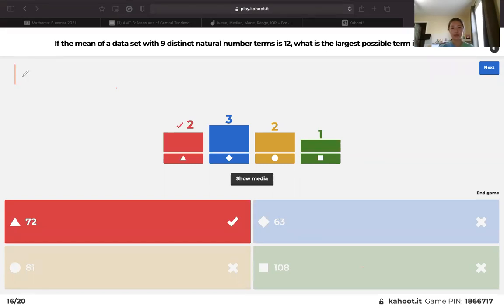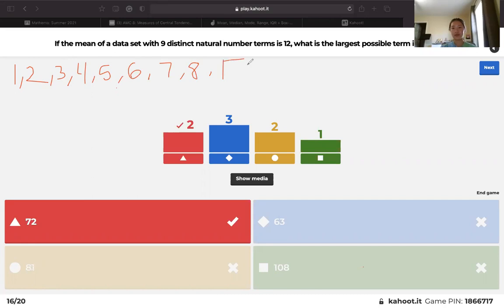So in order to do this, we just want to make the first 8 as small as they can be. And since they have to be natural numbers and also distinct, it's just going to be 1, 2, 3, 4, 5, 6, 7, 8. And now we have to find our last number.